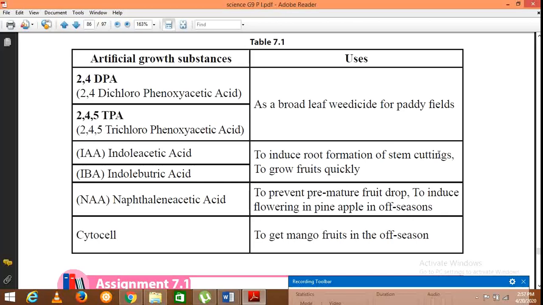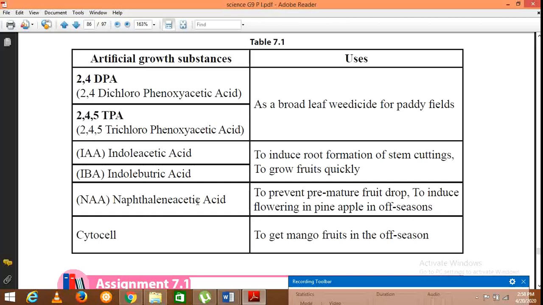Once you cut a twig of a plant and plant it, sometimes it will grow or sometimes it won't. So in order to induce rooting of this twig, you can use these growth substances. In the market, these growth substances are available with different trade names, and they are important to grow fruits quickly. If you want to get fruits quickly, you can use these artificial growth substances. That's why I told you the fruit and flower plant sellers use these growth substances.